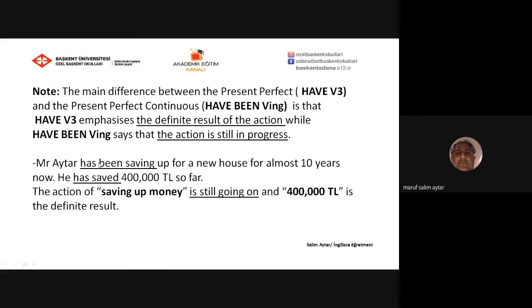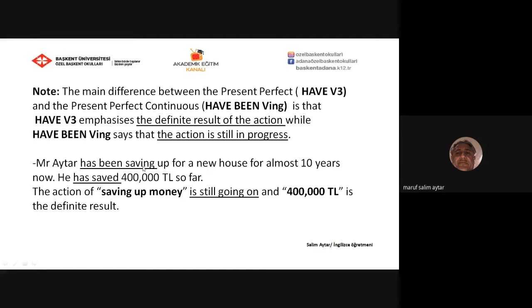Note that the main difference between the present perfect and the present continuous is that "had verb 3", present perfect, emphasizes the definite result of the action, while "has been verb-ing" says that the action is still in progress. Okay? When we read this example, we can understand it in a much better way, I believe.